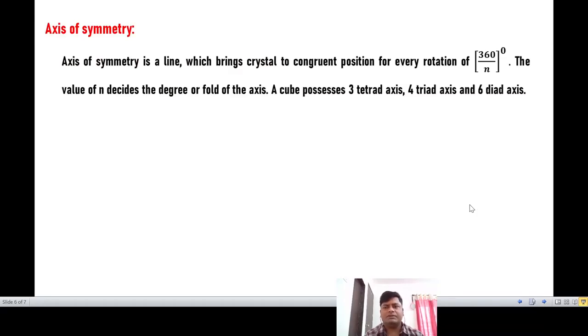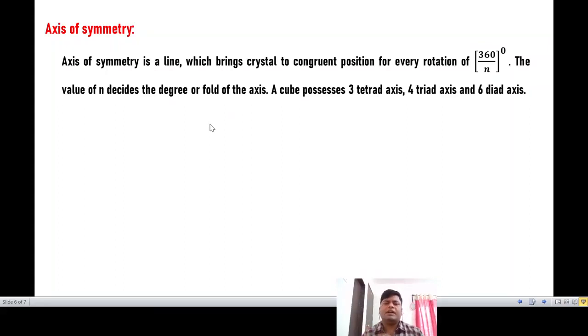Coming to the axis of symmetry, first of all it is a line. Around this line, if we perform the axis of symmetry operation, this operation brings the crystal to the congruent position for every rotation of 360 divided by n degrees. If we rotate the crystal around this axis by 360 divided by n degrees, then the crystal will come to its congruent position or initial state.